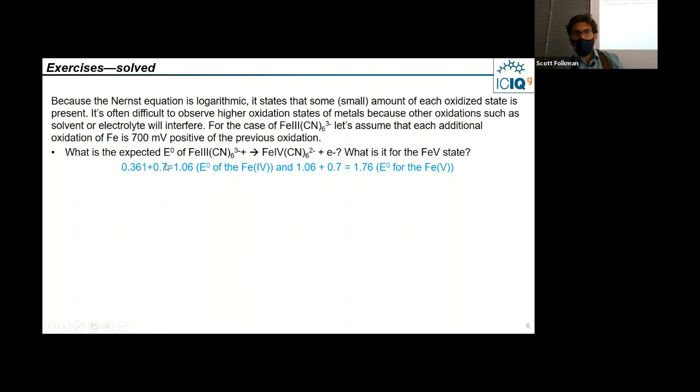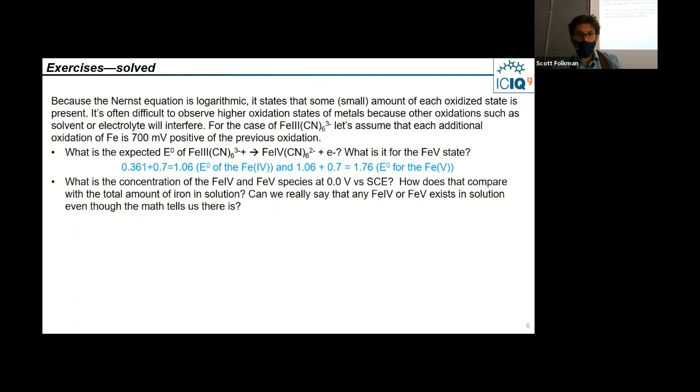So if I make that assumption to go to the iron 4 plus state, the E0 of that would be 1 volt. And if I wanted to go to the iron 5 plus state, it'd be about 1.7, 1.8 volts. So quite oxidizing. Again, these are not values that you should take to the bank. This is just an exercise.